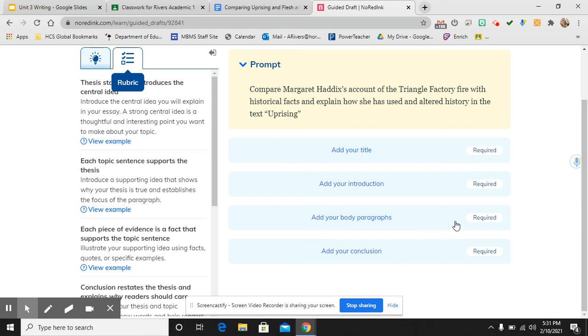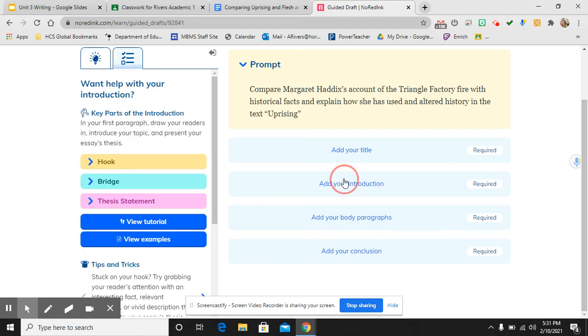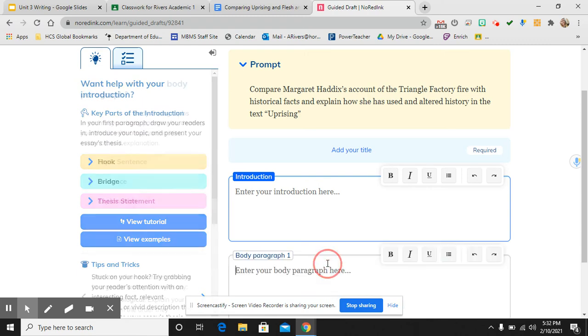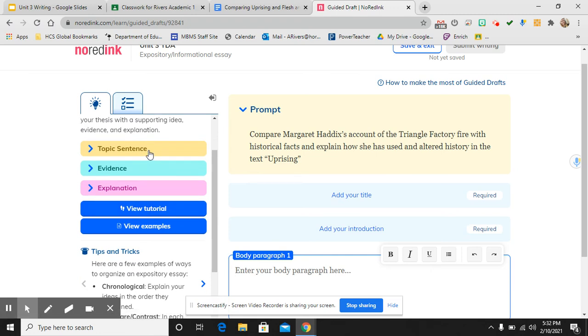You're going to want to have a title, you'll need to have an introduction, your body paragraphs, and your conclusion. The great part about NoRedInk is that it is going to advise you through this entire TDA process. When you do your introduction, it's going to tell you the same things that I told you. You'll need a hook, a bridge or background information, and you'll need a thesis. When you get to your body paragraphs, you'll need a topic sentence, which is your claim and your reason, the C and the R on the PowerPoint that I just showed you. You'll need evidence, and you'll need an explanation.